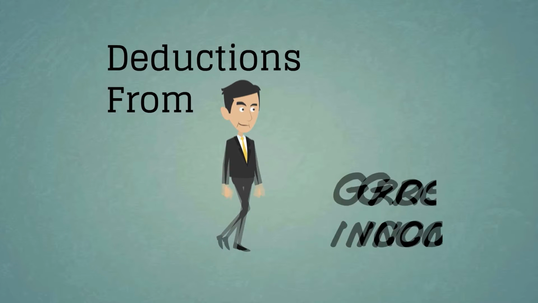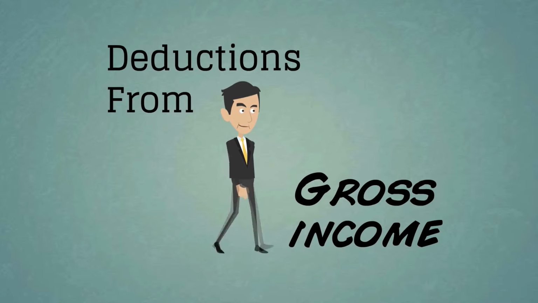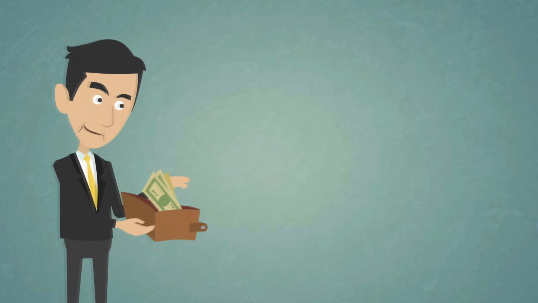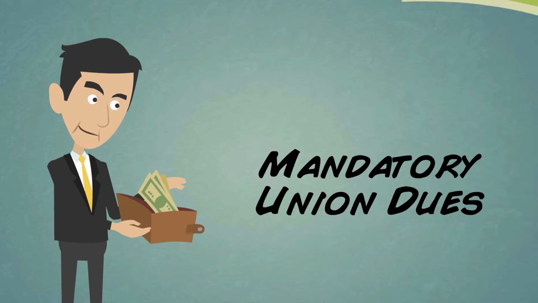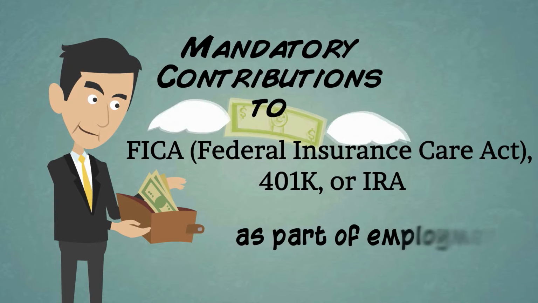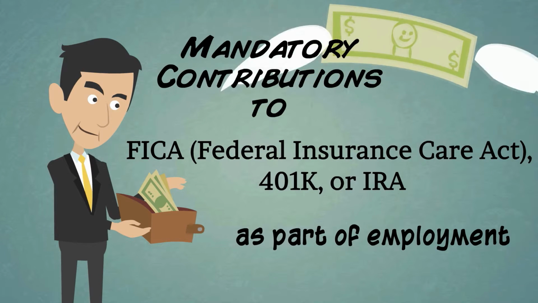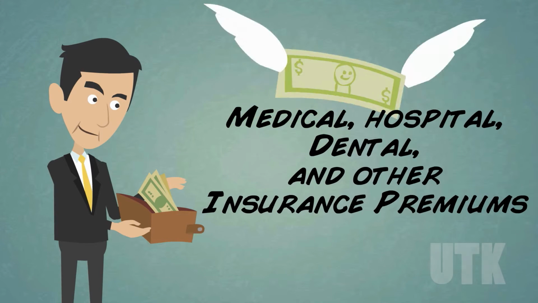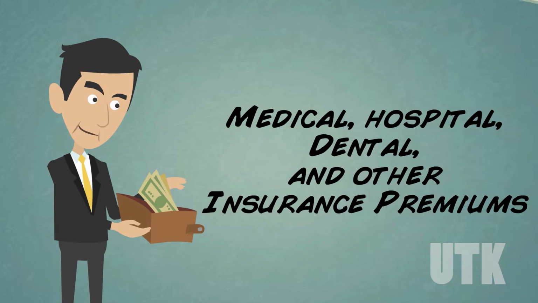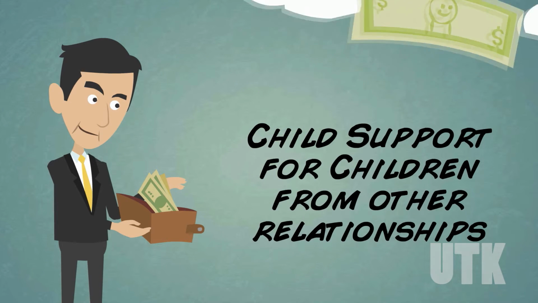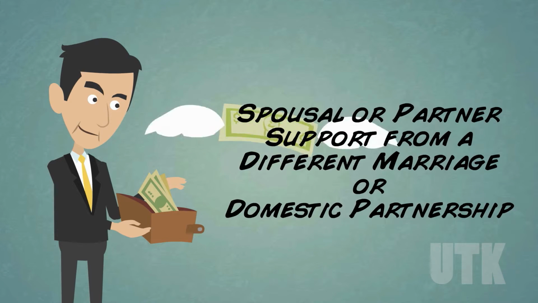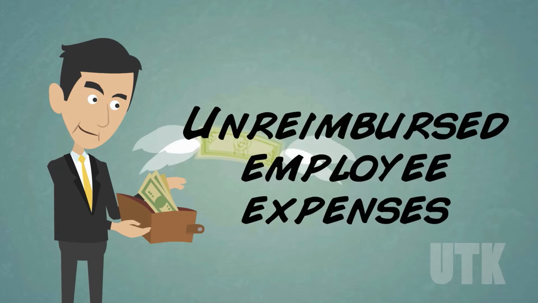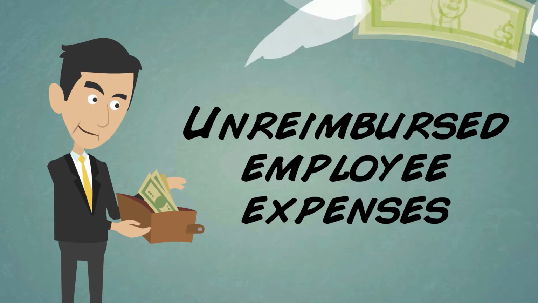Deductions from gross income. The allowable deductions from gross income include the following: mandatory union dues, mandatory contribution to FICA, 401k, or IRA as part of employment, medical, hospital, dental, and other health care insurance premiums, child support for children from other relationships, spousal or partner support from a different marriage or domestic partnership, and finally, unreimbursed employee expenses.